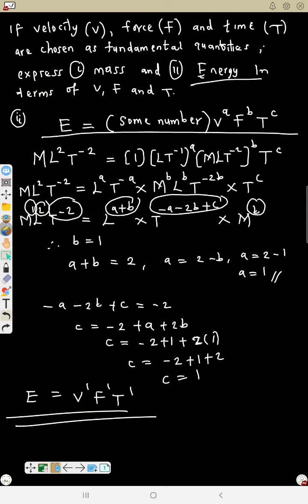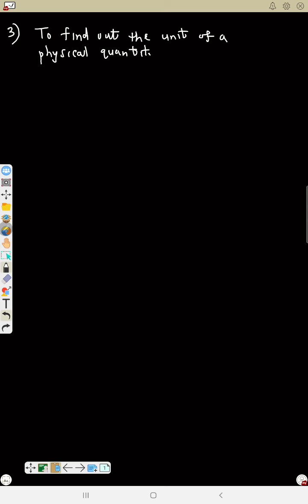Now number 3. We can also use dimension to find out the units of a physical quantity. We are still on uses of dimension. We can use dimension to find out the units of a physical quantity.